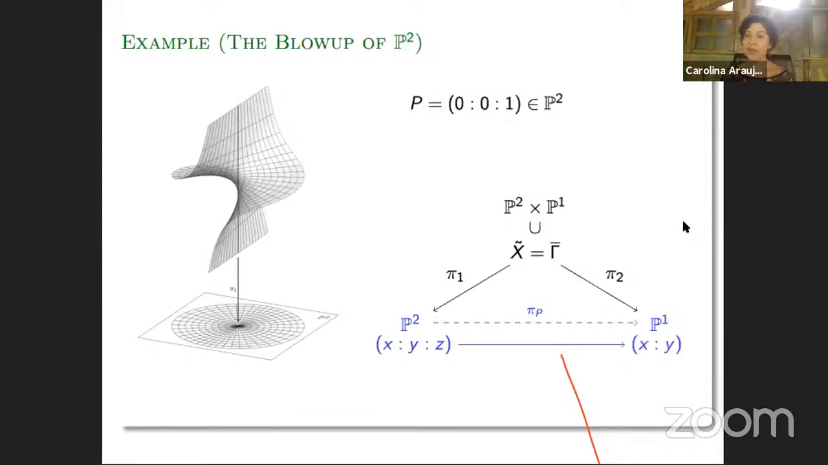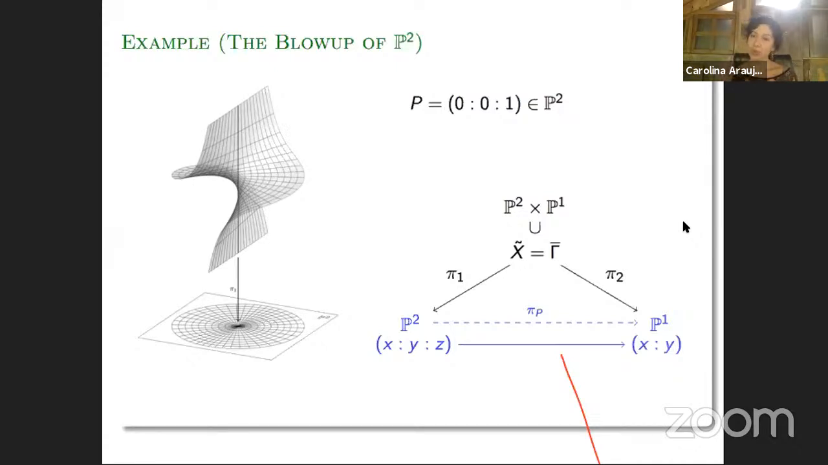And for every point in the plane that is different from P, I connect my point to P, and I take it to the unique point of intersection with the line. This is what we call the projection from a point. In terms of coordinates, it is given as I wrote in blue. This map is not defined at the point from which I am projecting. This is the only point where the map is not defined.